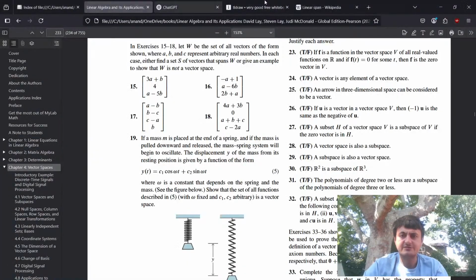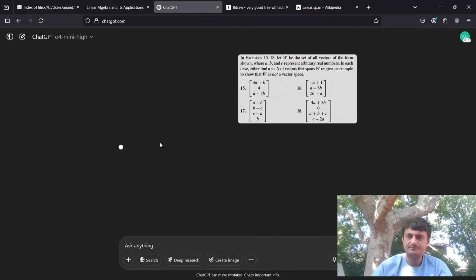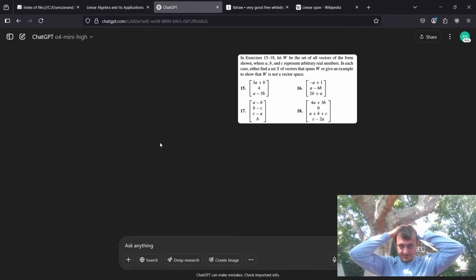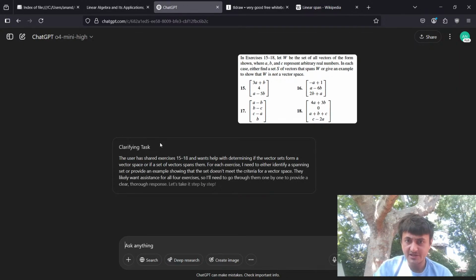Okay, let's look at the answers for this one. Let's see how ChatGPT answers it. So my answers were not a vector space, not a vector space, and then yes and yes.